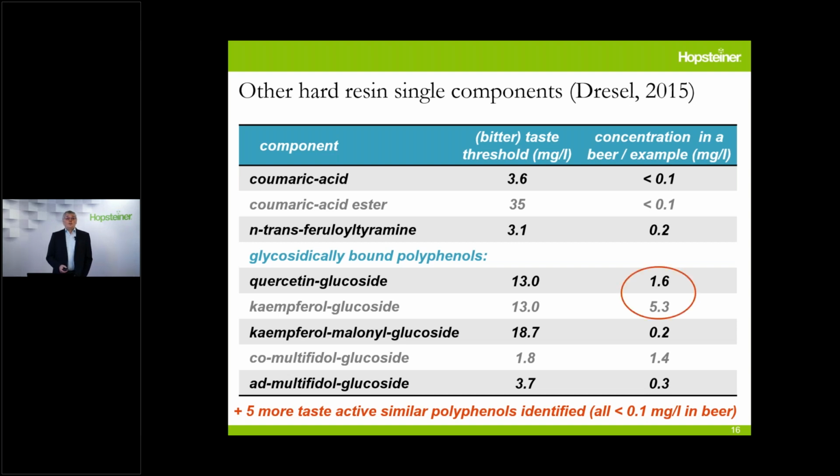The highest concentrations were determined for quercetin glucoside and kaempferol glucoside, but still lower as compared to the bitter taste threshold concentration. For cohumulinone glucoside, the concentration in this beer was 1.4 milligram per liter, and this is already close to the bitter taste threshold. These humulinone glucosides are known to interact with another bitter receptor as compared to isoalpha acids or prenylflavonoids, but as far as I know, the bitter receptor has not been completely identified yet. But again, there is an additive effect of all these components.